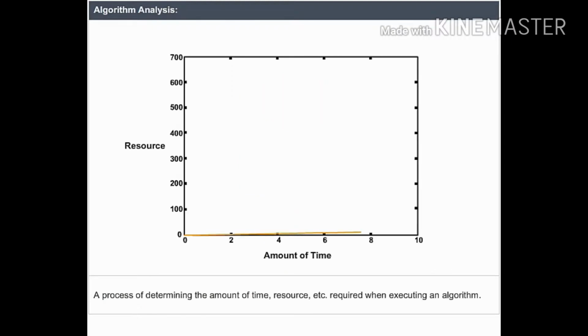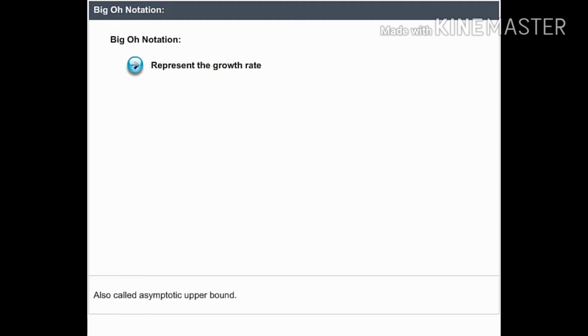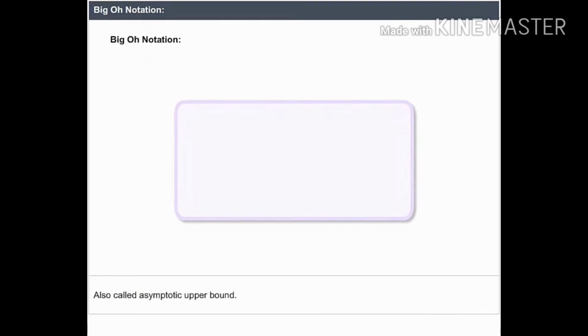Algorithm analysis: a process of determining the amount of time, resources, etc. required when executing an algorithm. Big O notation is used to capture the most dominant term in a function and to represent the growth rate, also called asymptotic upper bound.